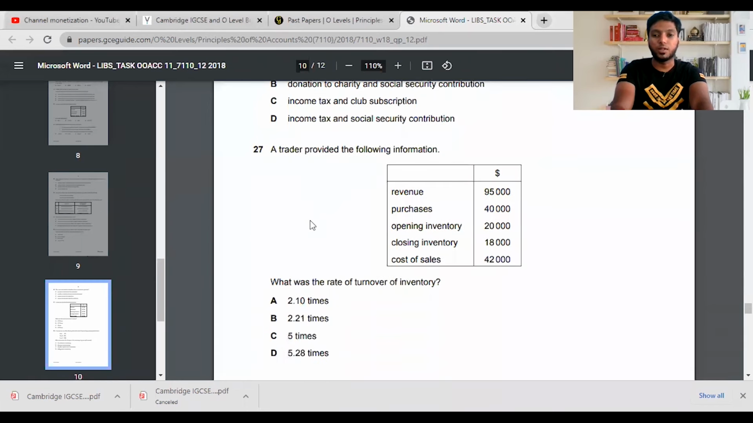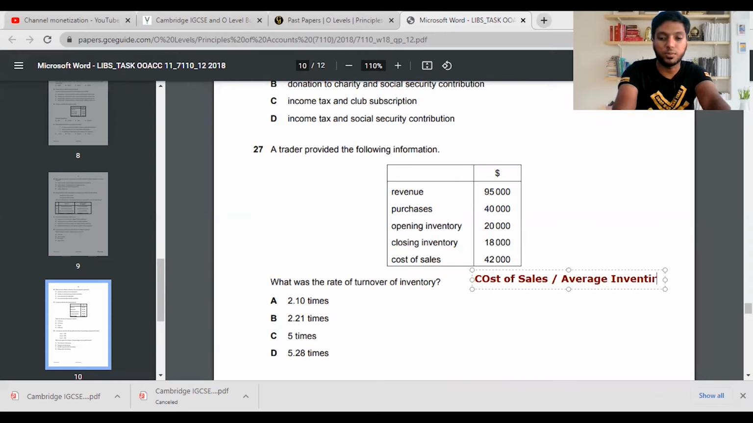The trader provided the following information. They have given revenue 95,000, purchase 40,000, opening inventory 20,000, closing inventory 18,000, and cost of sales 42,000. What was the rate of turnover of inventory? Now you need to use the formula. You all know how we calculate the rate of inventory turnover: cost of sales divided by average inventory. You need to find the average inventory.